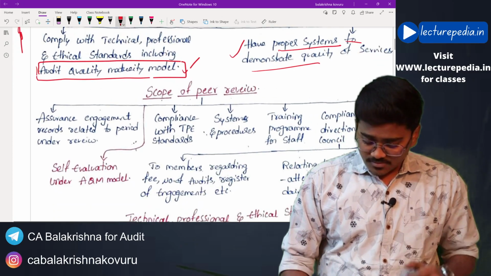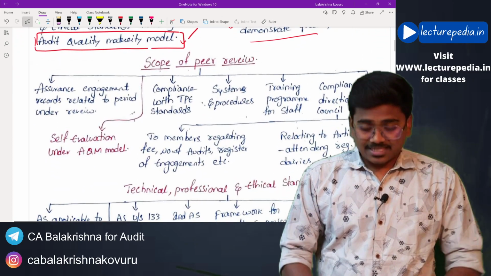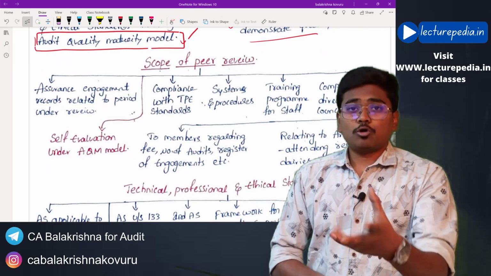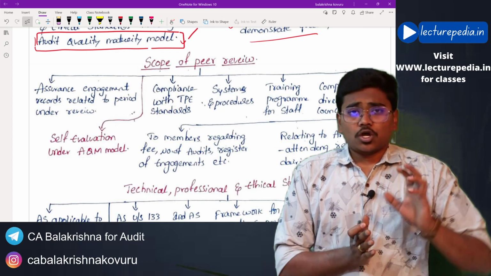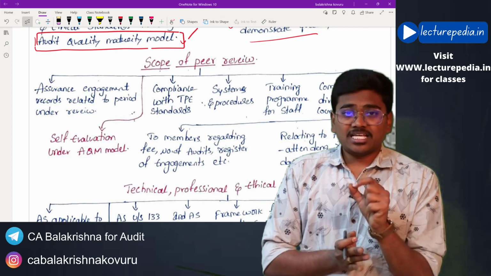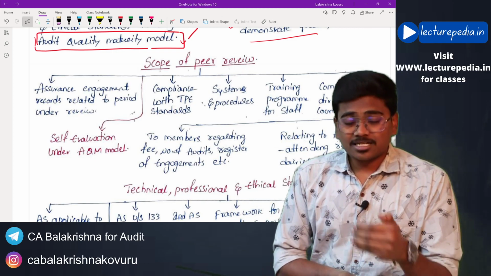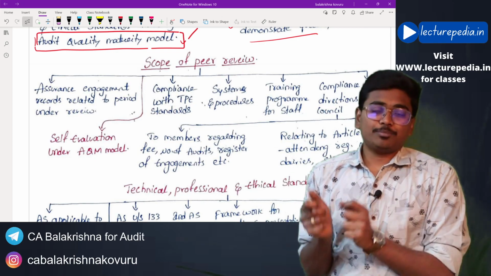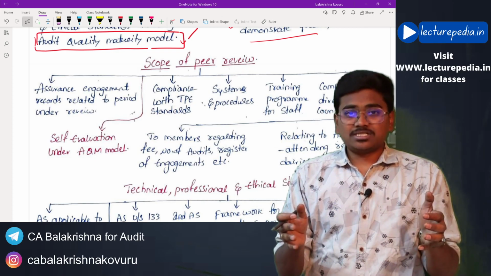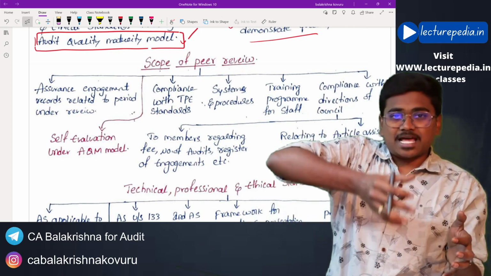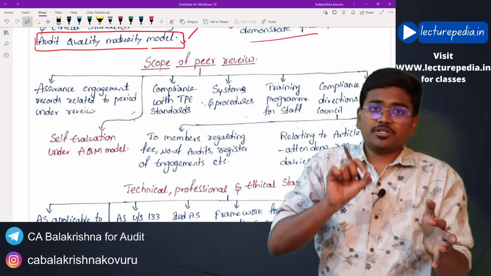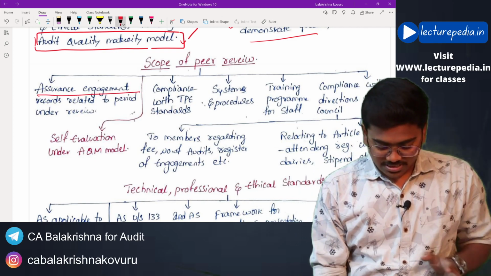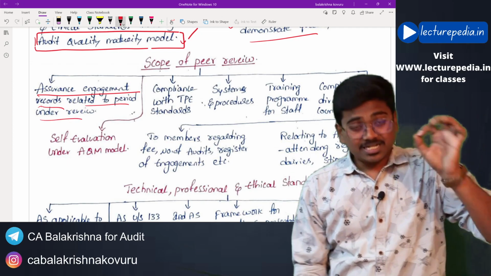Now, what are the areas that will be verified in peer review? Generally, what is the scope of peer review? Basically, all the assurance engagements that have been conducted by the practicing unit during the period of review will be taken up for review. From these engagements, the peer reviewer will select some samples and those engagements will be reviewed by the peer reviewer. See, assurance engagement records related to the period under review.